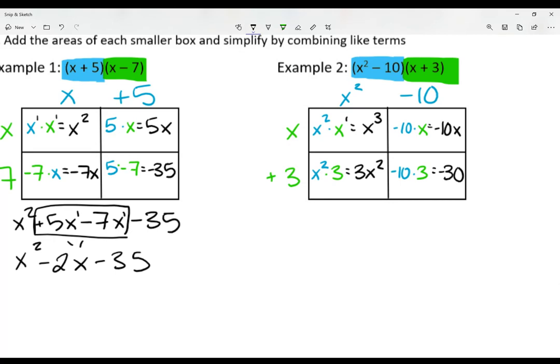Now, none of these terms have the same variable and exponent. They all have different exponents. One of the terms doesn't even have a variable. So I'm just going to go ahead and start by writing this in standard form from the beginning. So we got the biggest exponent first, x cubed plus 3x squared minus 10x minus 30. And that's the area method.